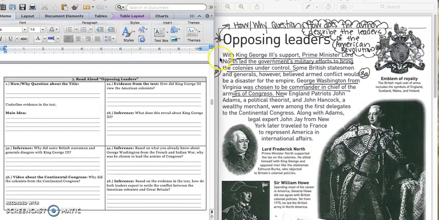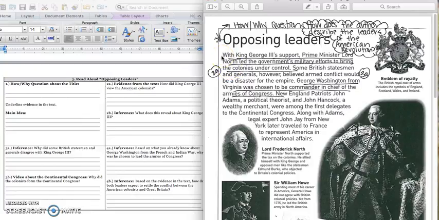All right, and so I'm at the beginning of the text. And remember, we're going to underline our answer to the question, how does the author describe the leaders of the American Revolution? With King George III's support, Prime Minister Lord North led the government's military efforts to bring the colonies under control. Some British statesmen and generals, however, believed the armed conflict would be a disaster for the empire.